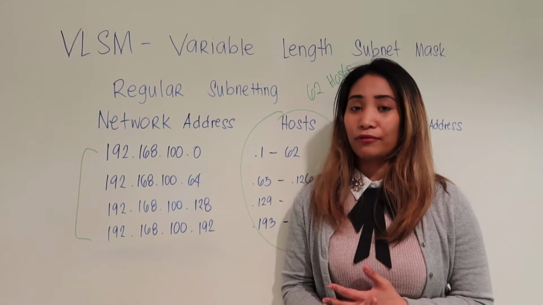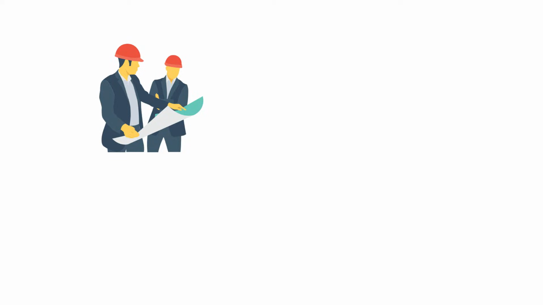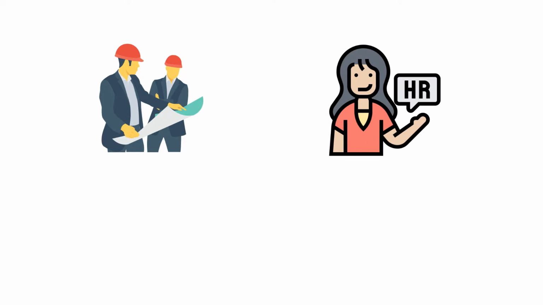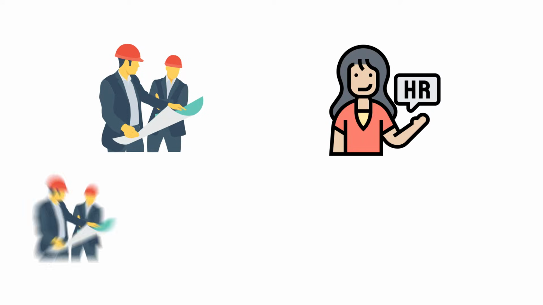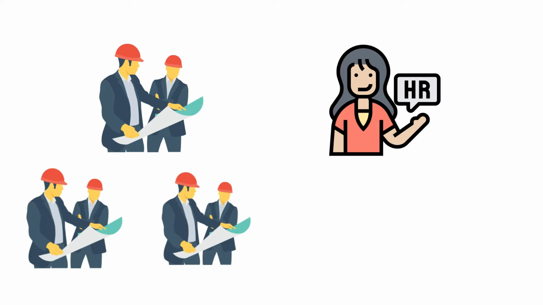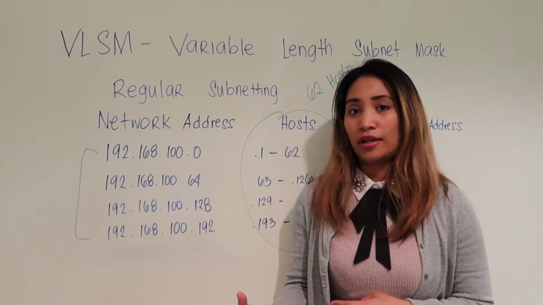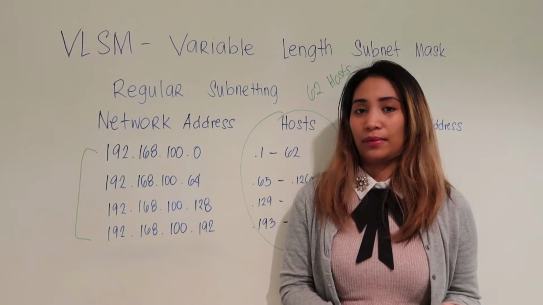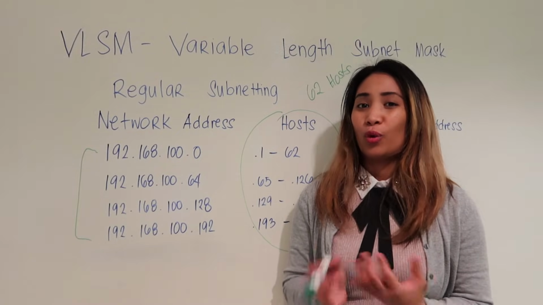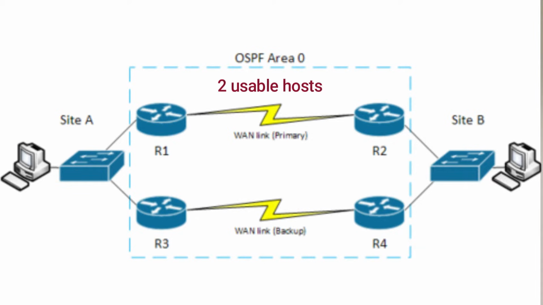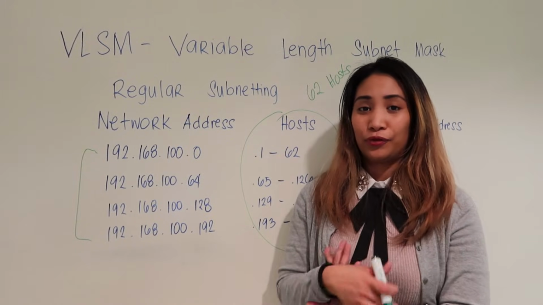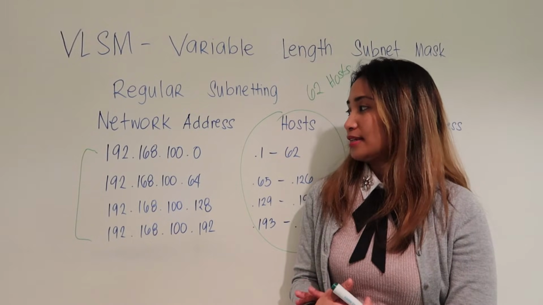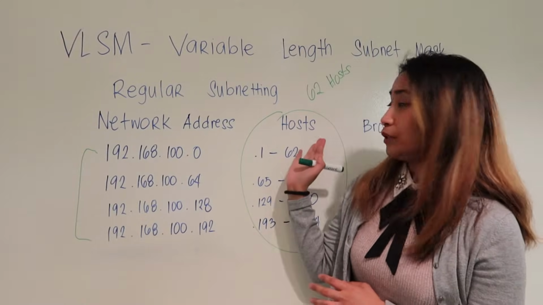For example, a subnet for the engineering department may be of a different size than a subnet for the HR department, because usually the engineering department is bigger than the HR department. So you would have a different number of hosts for one subnet and for another. And also, if you are considering your WAN links as well, they only use 2 usable hosts. So if we use this kind of regular subnetting in your network in real life, they would all have the same number of hosts.